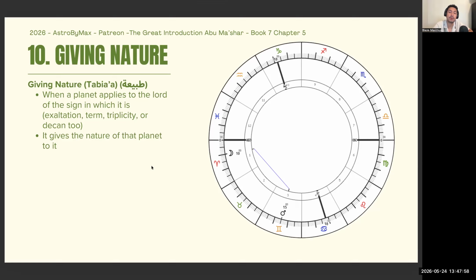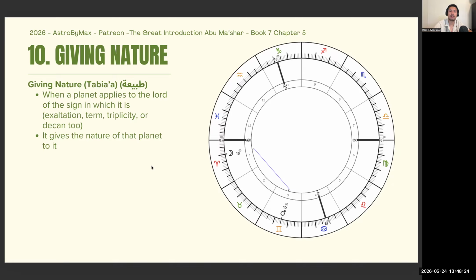So, for example, the moon is in Aries here. The moon is hot and dry in Aries. That is its tabia here. And Mars is also hot and dry. And so because the moon is going to Mars, the moon is giving the nature of hot and dryness, which is Mars's nature, to Mars there. Does that make sense? It's giving that nature, that essence, that imprint onto it.